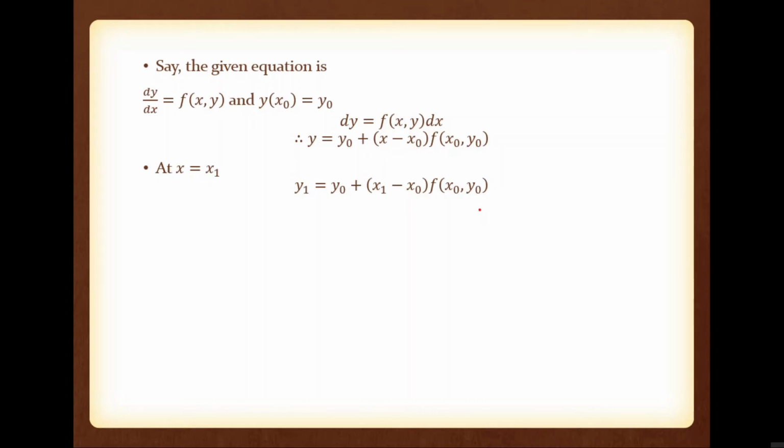So at x equal to x1, y1 is equal to y0 plus x1 minus x0 into f of x0 comma y0, where you have to note one thing, x1 must be very close to x0. Is it clear, all of you?